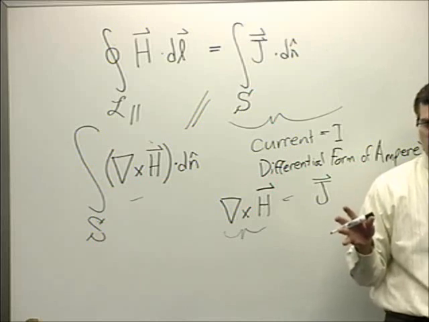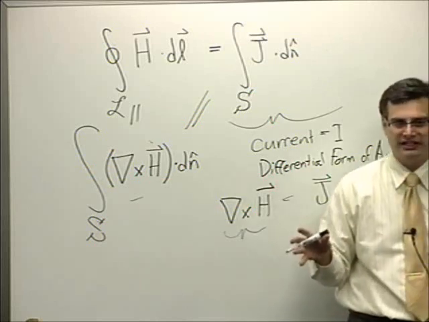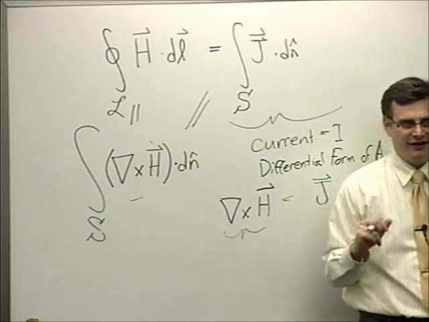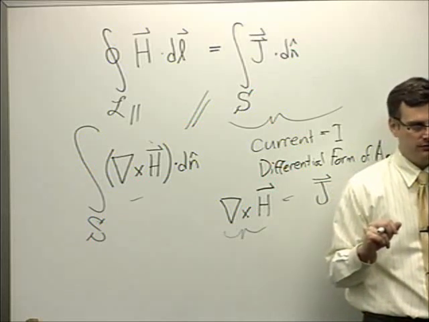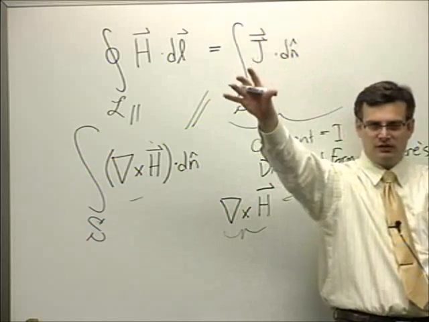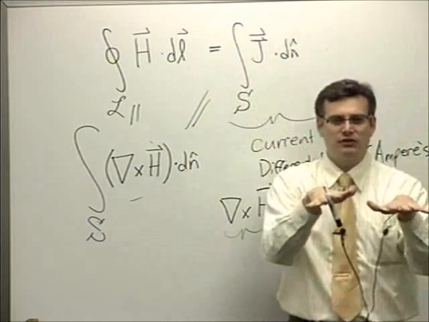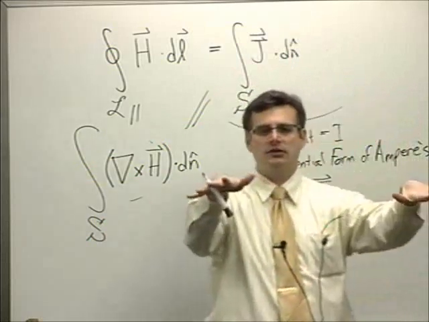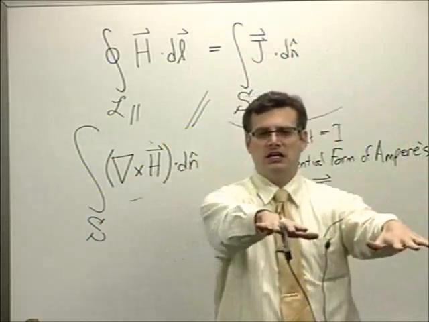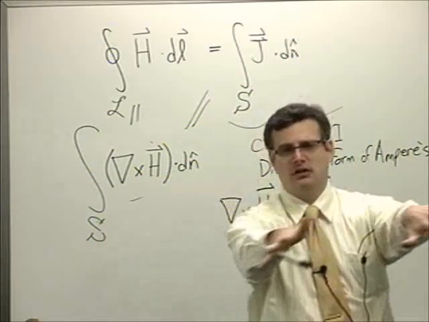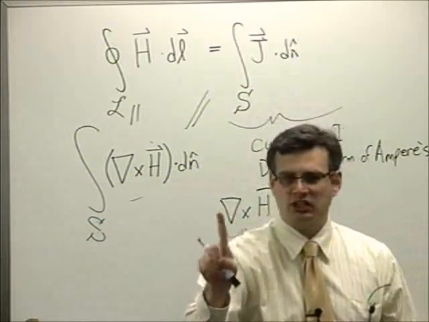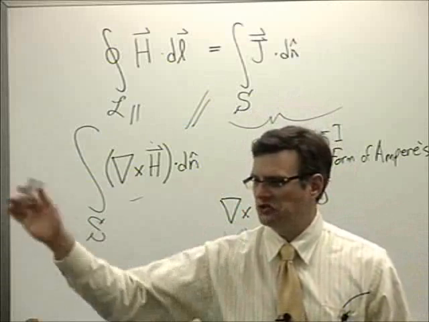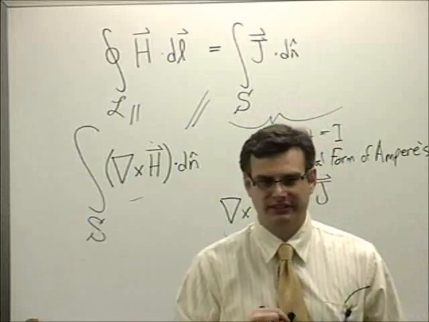The curl is a measure of swirliness of a field. So I have a field solution in three-dimensional space. If that field solution is just kind of spreading out, or it's constant, or it's just kind of meandering along, it is not swirly. The curl will be close to zero, or zero exactly.